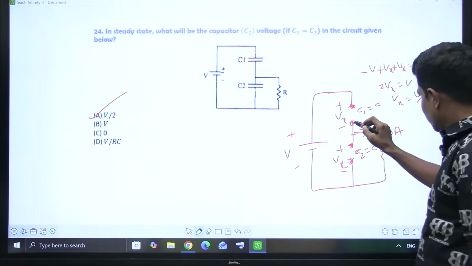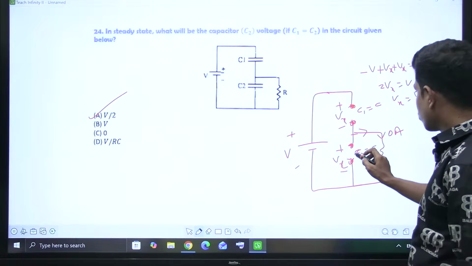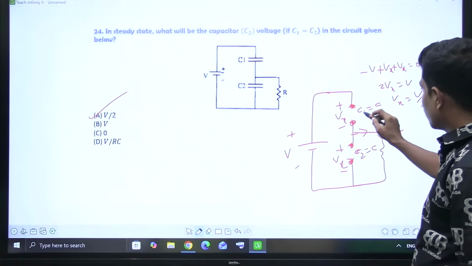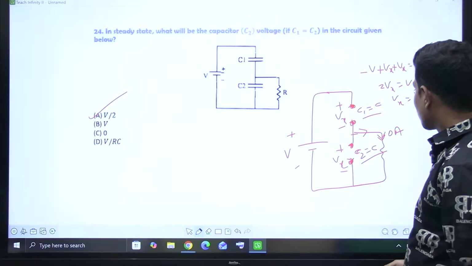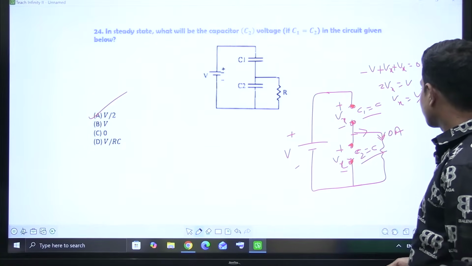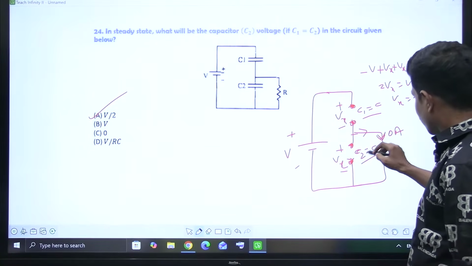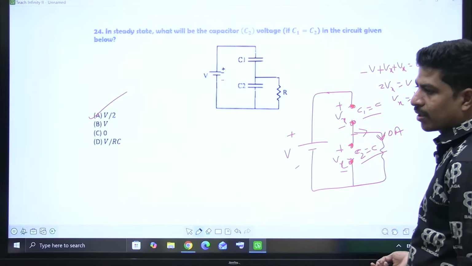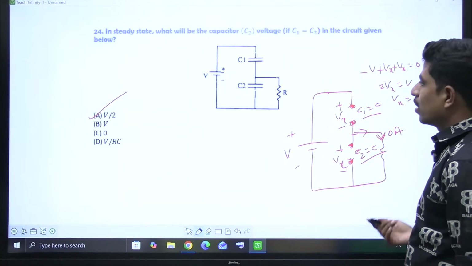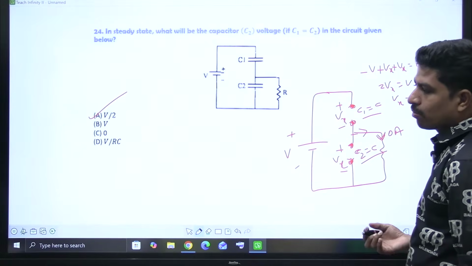So this is Vx, I assume. This is also Vx. Why both are Vx? Because both the capacitors are same. Why is the current through this one 0? Because there is no closed path for the flow of current, right? Yes, it is V by 2. Why it is 0? Why it is V?